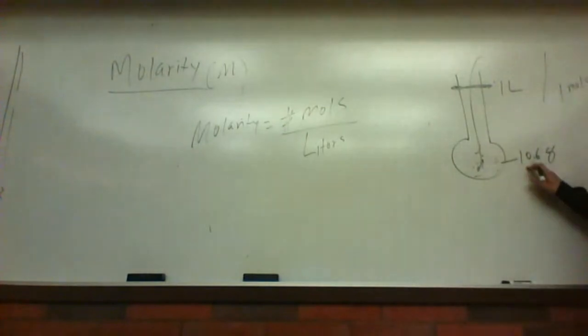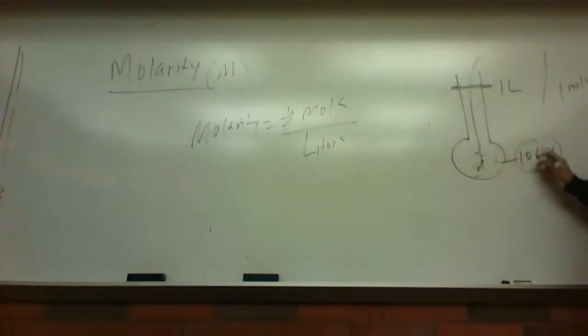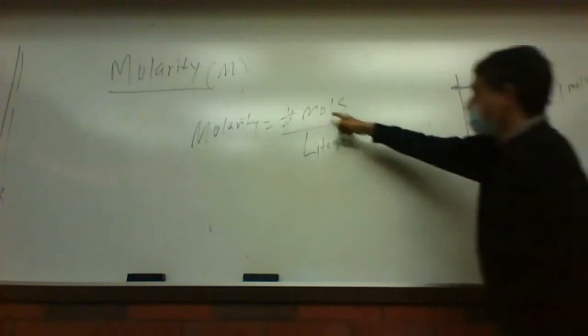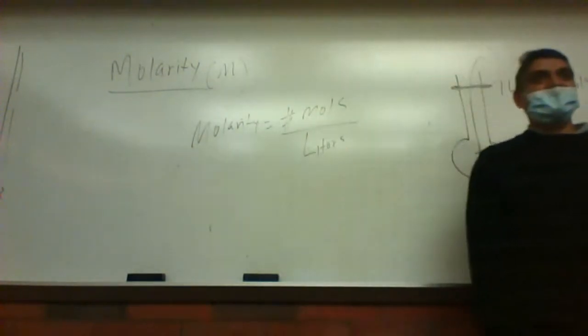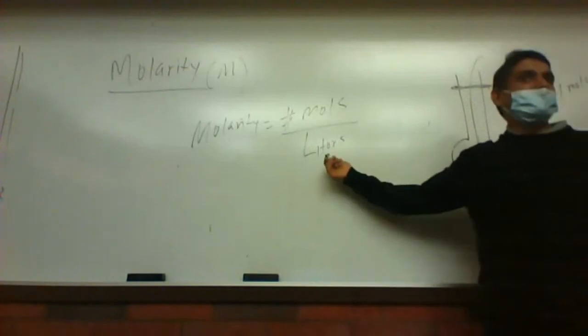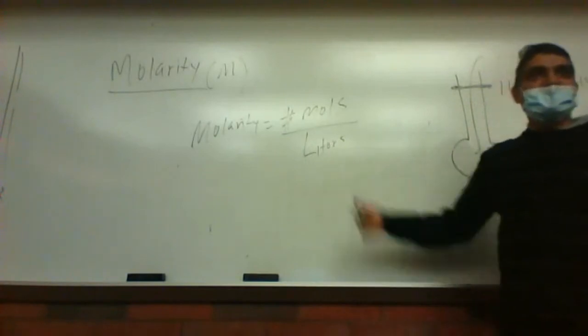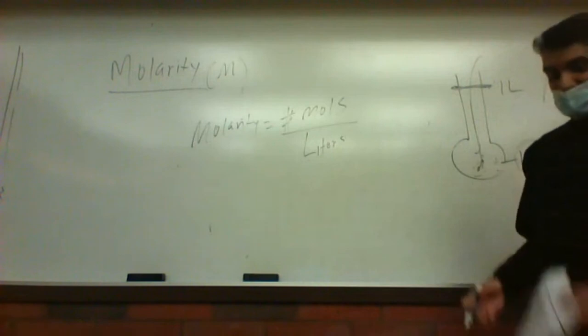So how many grams did I take? 106 grams. 106 grams is one mole, and I put 1 mole here, and I put it in 1 liter. So 1 by 1 is 1 molar, right? So this is the formula. You can easily apply this formula and find the molarity.